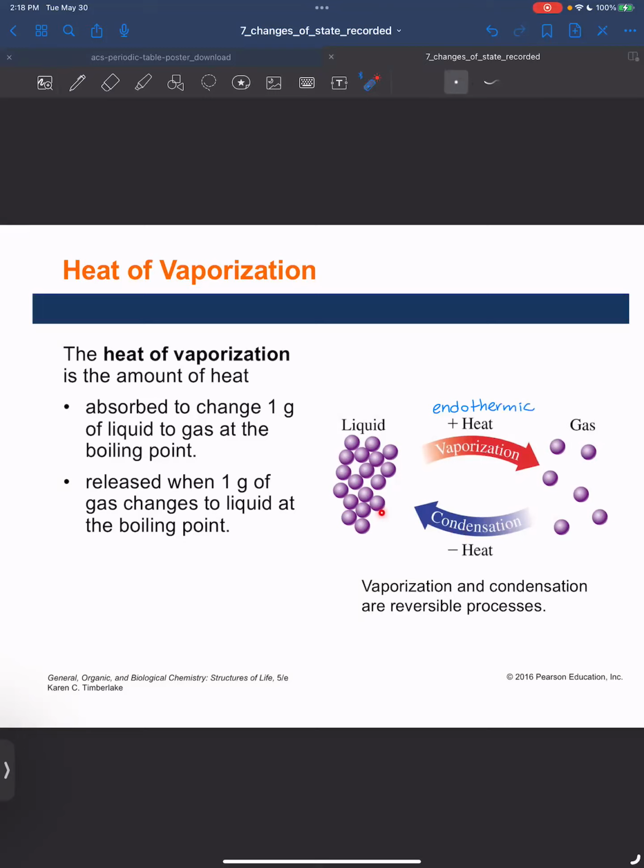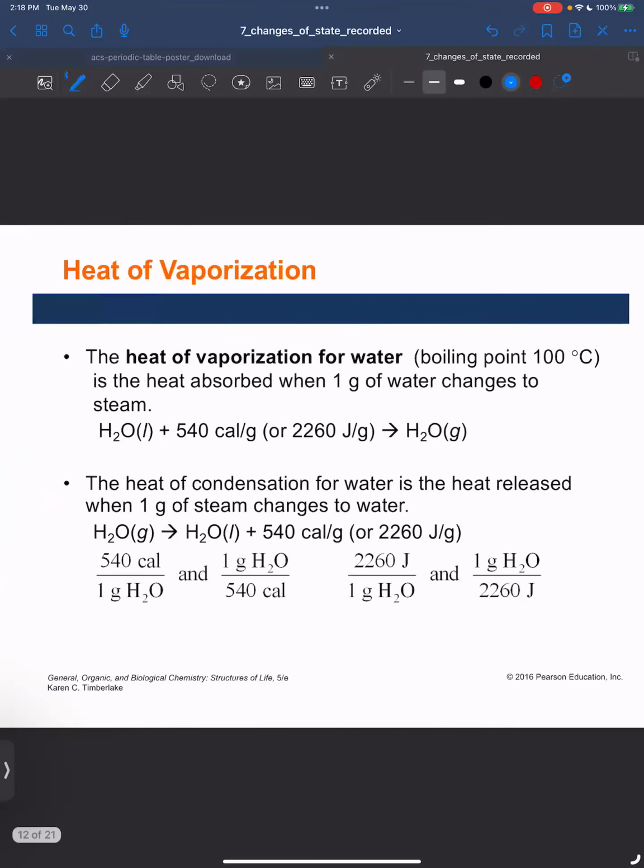Condensation is when we go from a gas to a liquid, and that's the amount of heat energy released when 1 gram of gas changes to liquid at the boiling point. And so this would be an exothermic process because heat energy has to be released from our system. The heat of vaporization for water, remember, is at the boiling point, and therefore 100 degrees Celsius for water. It changes for different substances, but we're focusing on water right now. It's the heat absorbed when 1 gram of water changes from liquid to steam.